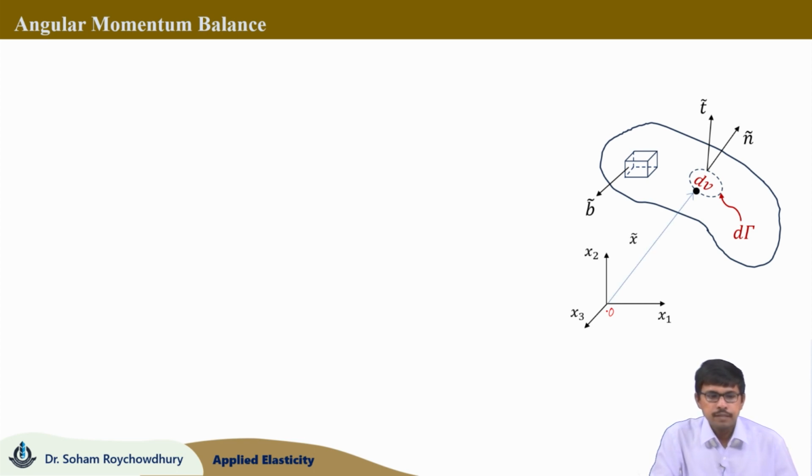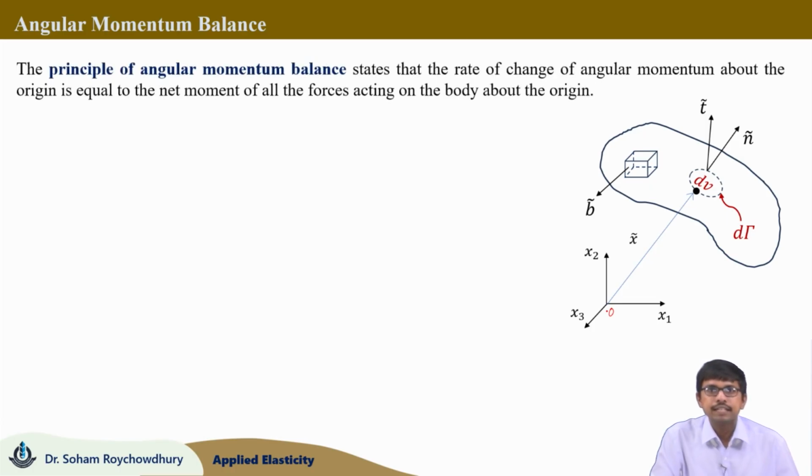So, the principle of angular momentum balance states that the rate of change of angular momentum of the continuum about a fixed point, that is origin O for this case, is equal to the net moment of all the forces acting on the body about that same fixed point origin. So, if you are calculating the angular momentum of the body about point O, the rate of change of that angular momentum is equal to the net moment created by all the forces acting on the body about that same origin.